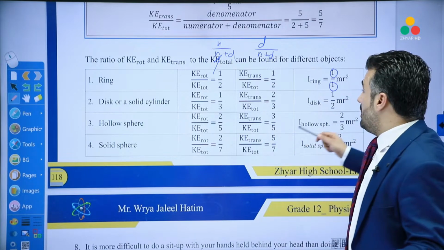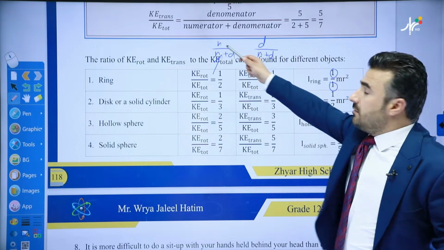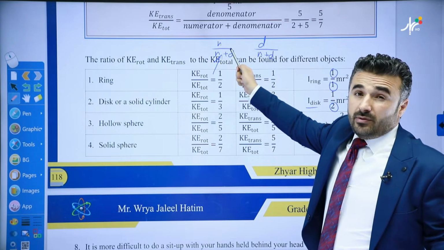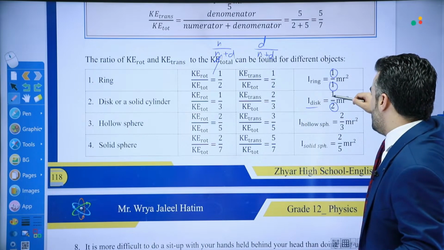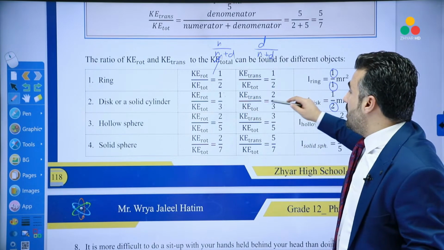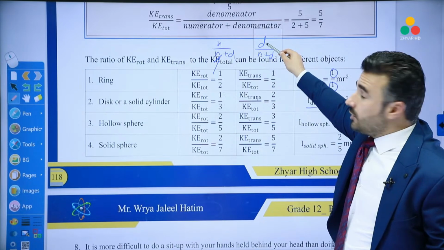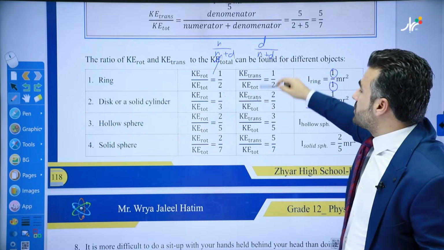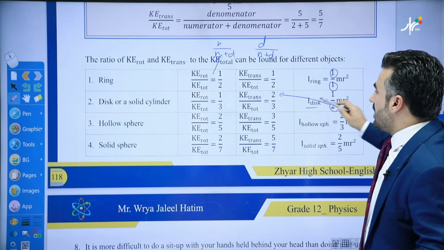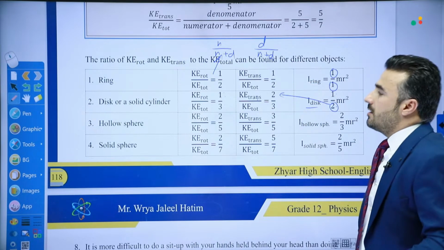In this case, this is the moment of inertia for a disc. We'll say the numerator is 2, yeah? And then divided by numerator plus denominator. So 1 plus 2, it becomes 3. So 1 over 3. What about translational to total? It's going to be denominator over numerator plus denominator. So what is the denominator for this? That is 2. So 2 divided by numerator plus denominator, that is 1 plus 2, it becomes 3 here.